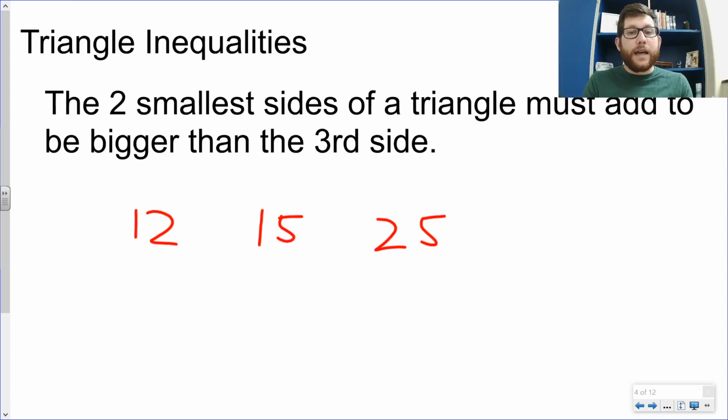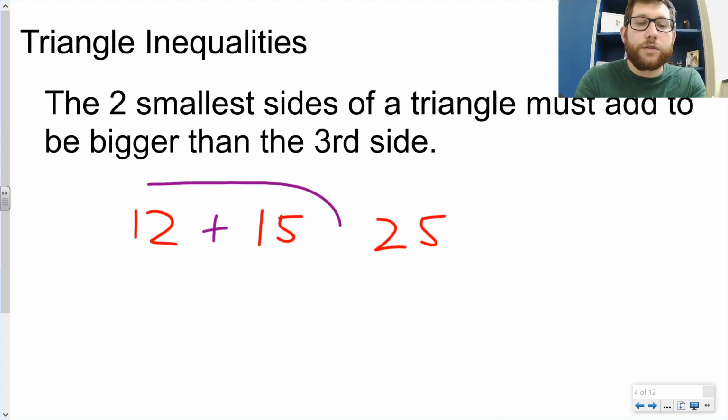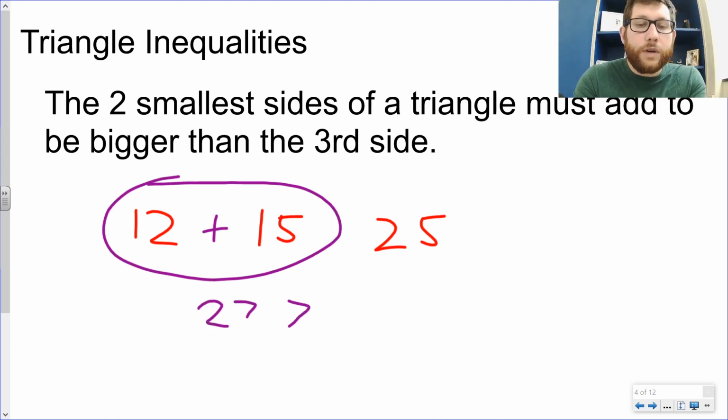So how does that play out, okay? Here's the official definition. If you want to write this down, you're welcome to. But let's do a couple math problems dealing with this. So in triangle inequalities, we know that two smallest sides of a triangle must add up to be bigger than the third side. So say these are three sides of my triangle. If I want to check and see if this is possible, I add the two smallest together. 12 plus 15, that gets me 27. 27 is bigger than 25. So that could be a triangle.